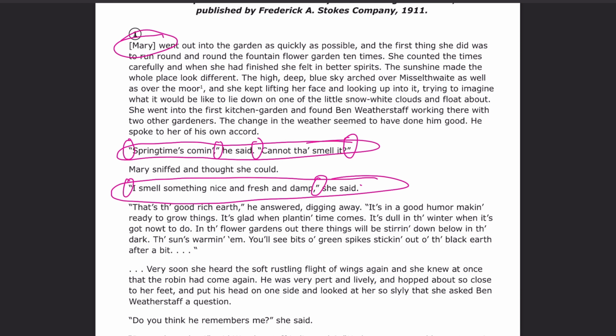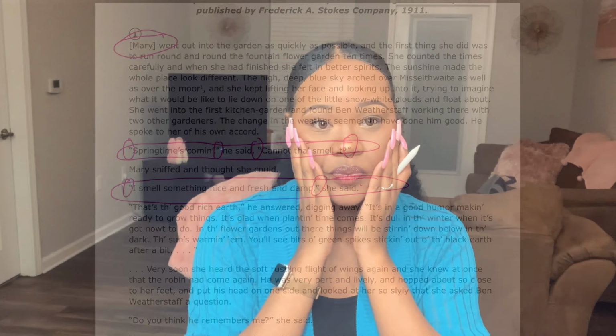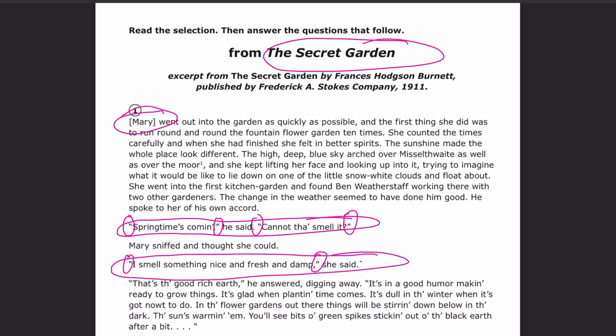So when I'm thinking about reading this text, The Secret Garden, that's our title. We always look at our title first, no matter if it's fiction or nonfiction, right? We're thinking about the title. And I know as I read The Secret Garden, because it is a fiction text, I'm thinking about character, setting, plot, and theme. When I am reading, I am thinking about these things.